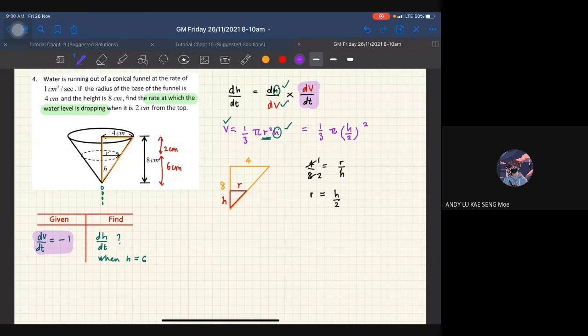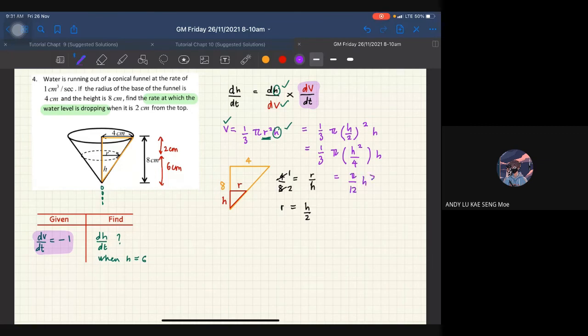Okay, so daripada sini kita boleh cari dV dH. So dV over dH is equal to pi over 12 times 3h squared. So 3 bahagi 12 awak dapat 1/4. So pi over 4h squared. Okay, settle. Okay, so sekarang masukkan saja this into your chain rule.